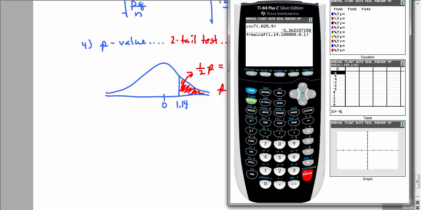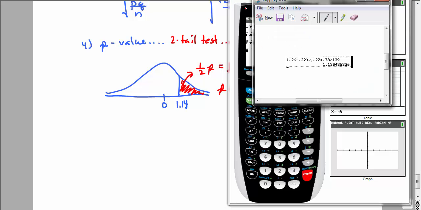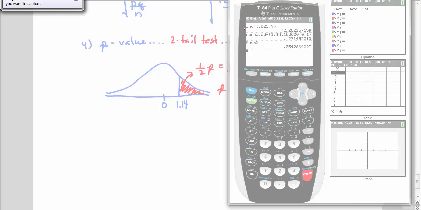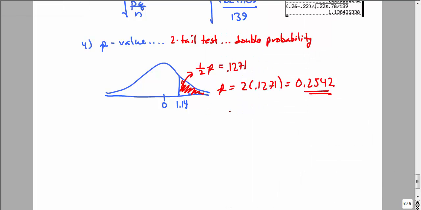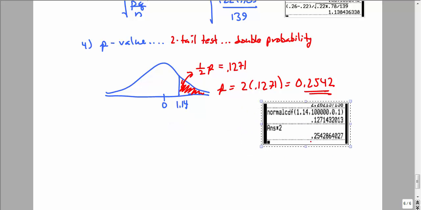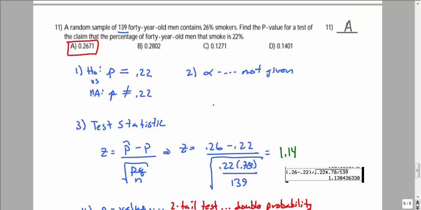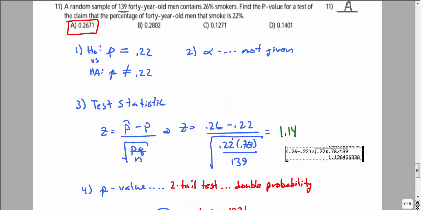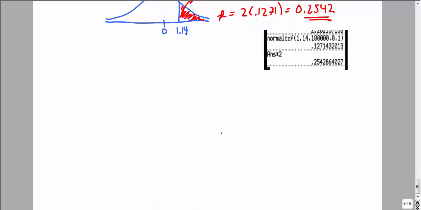But remember, this is not my final answer. I need to take this times 2 because we have a two-tail test. So my overall p-value then will be the result after I take this times 2. And we can see here that we get a very similar answer of 0.2542 that I did here. And up here on my answers, the closest value is 0.2671, which is letter A.